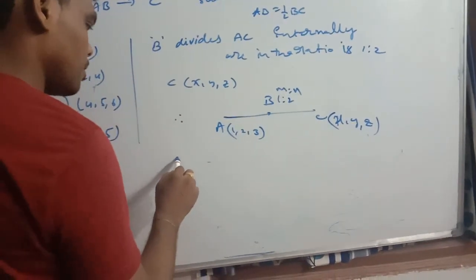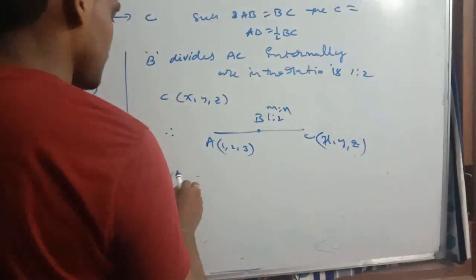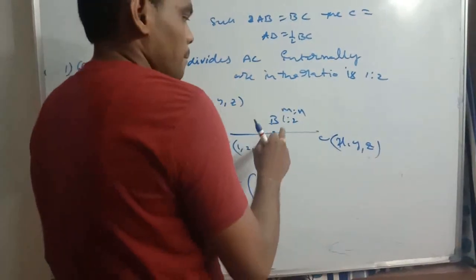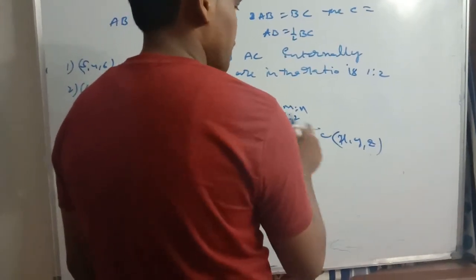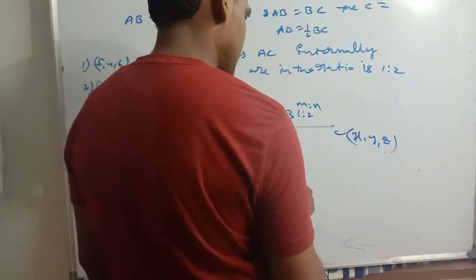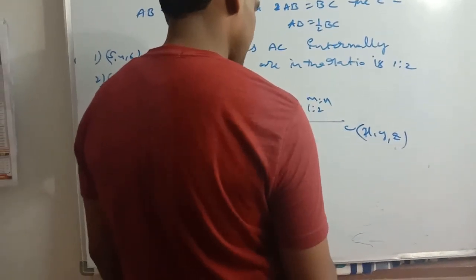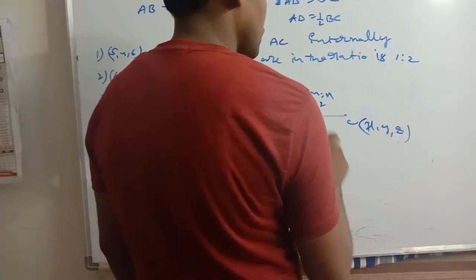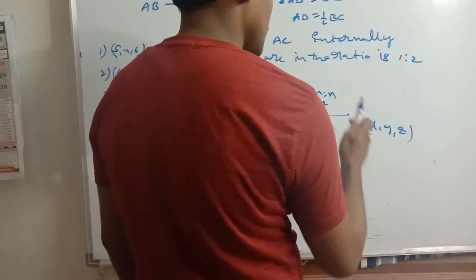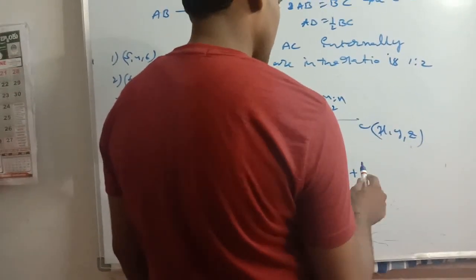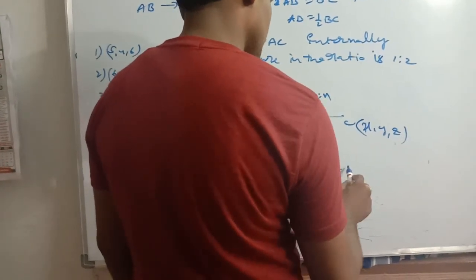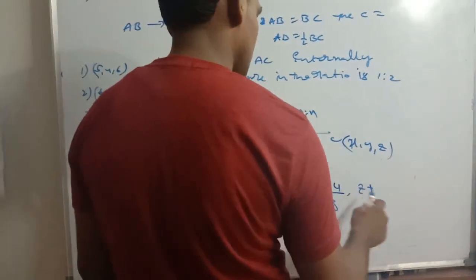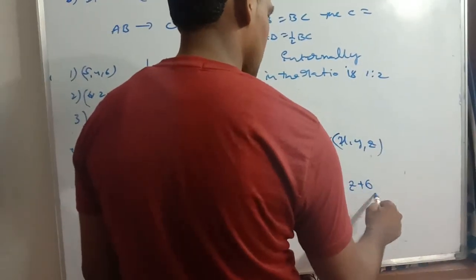Now here B is equal to, where is B? 2, 3, 4 is equal to (m x2 plus n x1) by (m plus n). That means 1 into x plus n x1, that means 1 by 1 plus 2, that means 3. And m y2 plus n y1, that means 4 by 3. And m z2 plus n z1, 3 twos are 6, by 3.